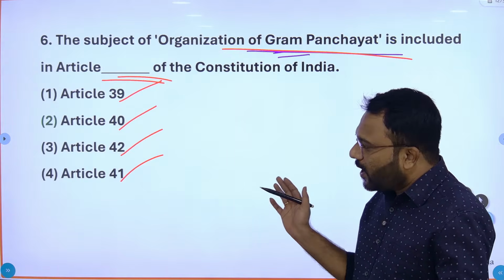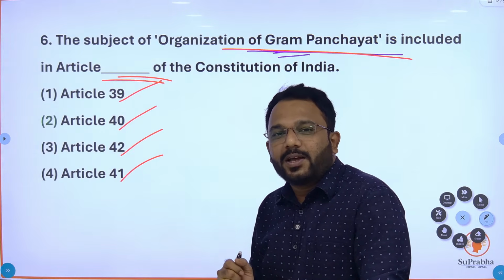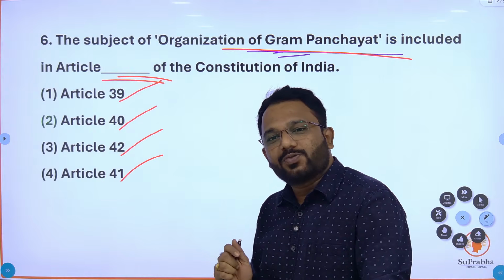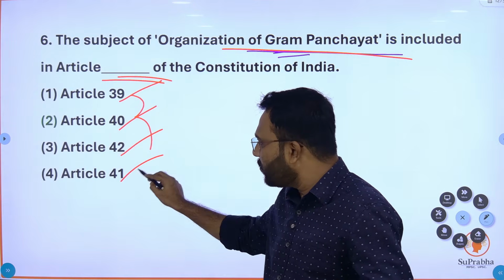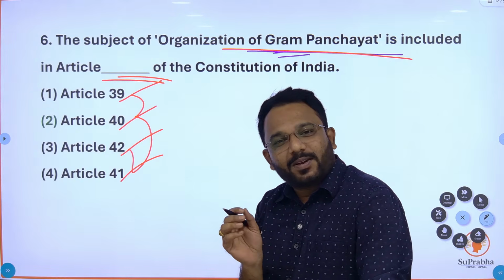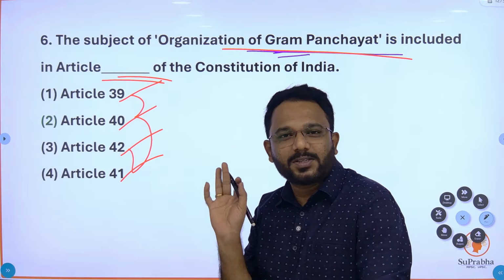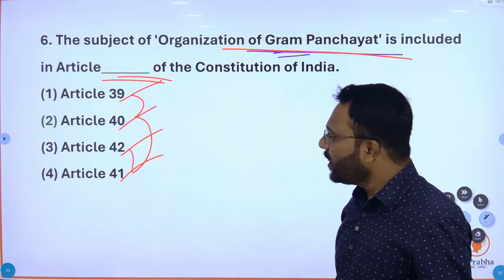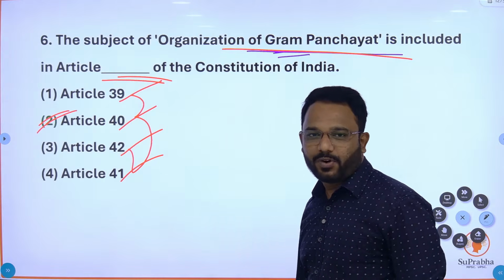The commission is so smart that they will give you articles which are close to each other. See what they did here: 39, 40, 41, 42. If you haven't memorized it properly, you will get the answer wrong, and guessing won't work here. So the right answer here is option number 2, Article 40.